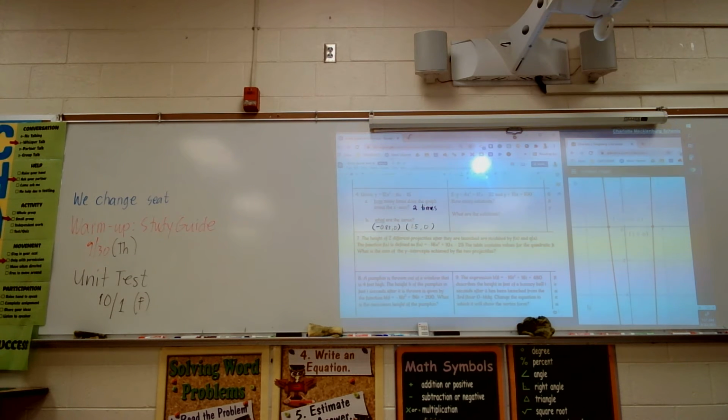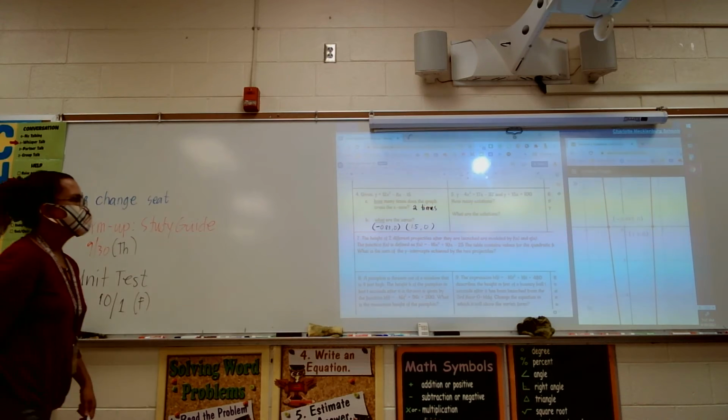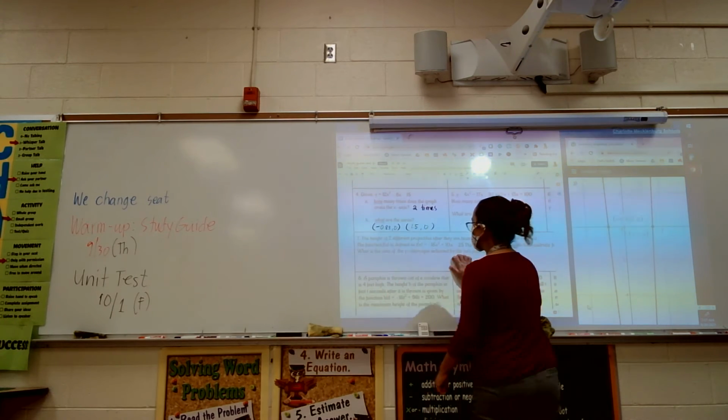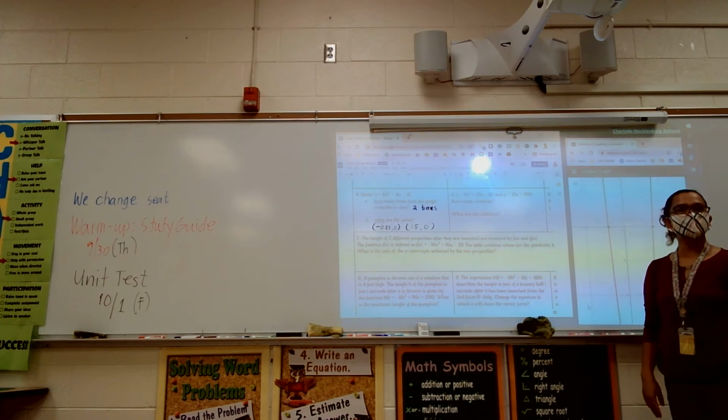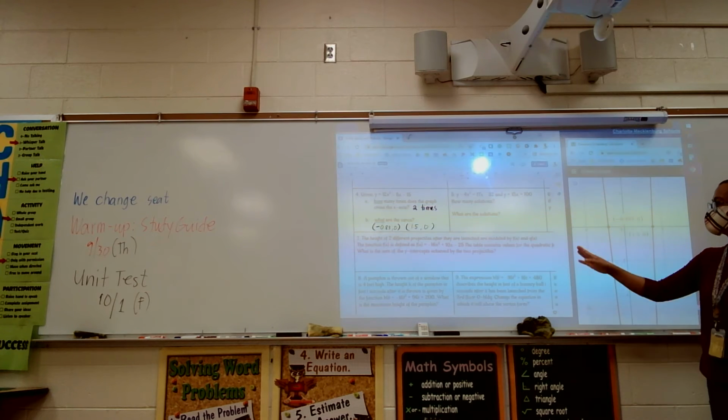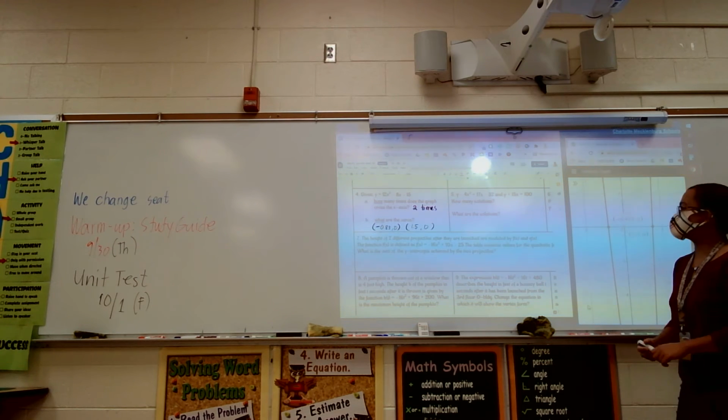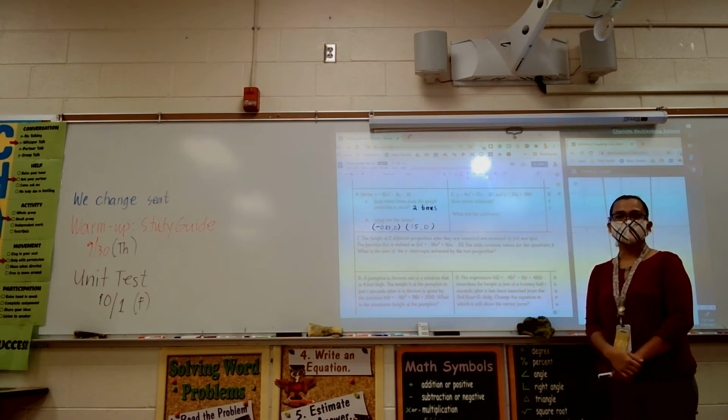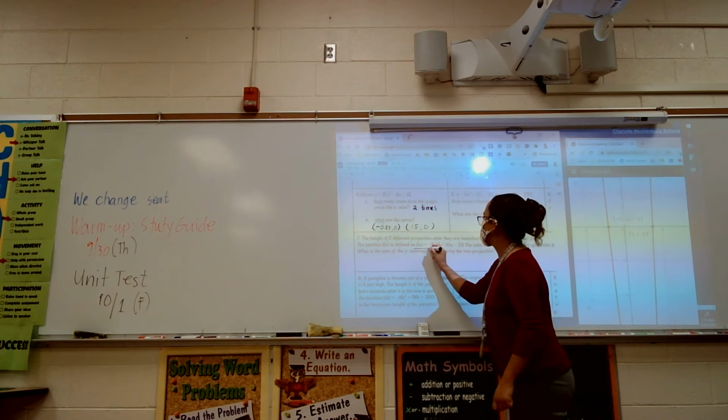Are we good so far? Alright. You said yes. Now let's do this. The height of 2 different projectiles after they launch are modeled by f of x and g of x. So this is our f of x.